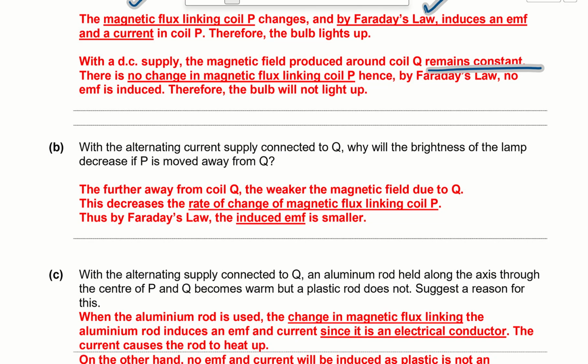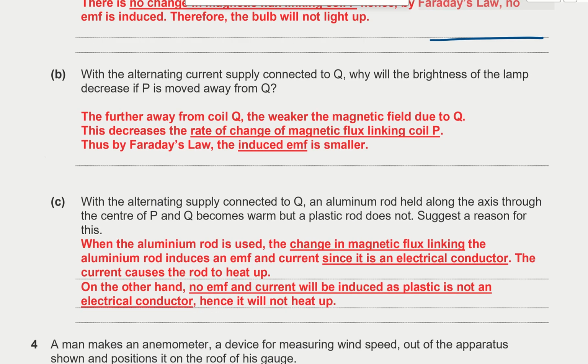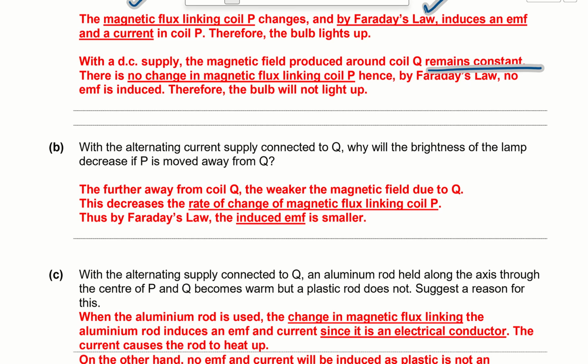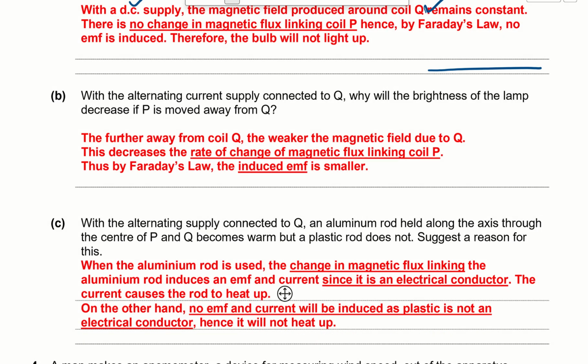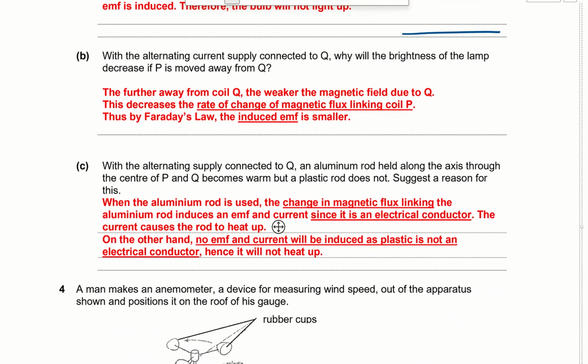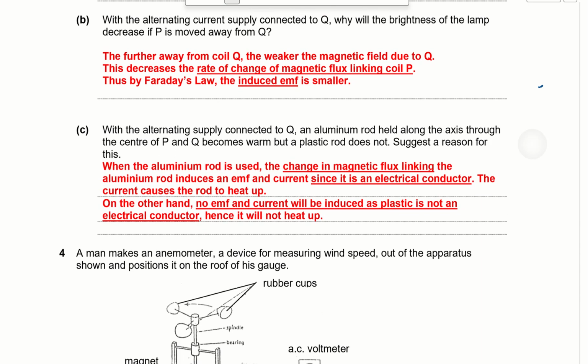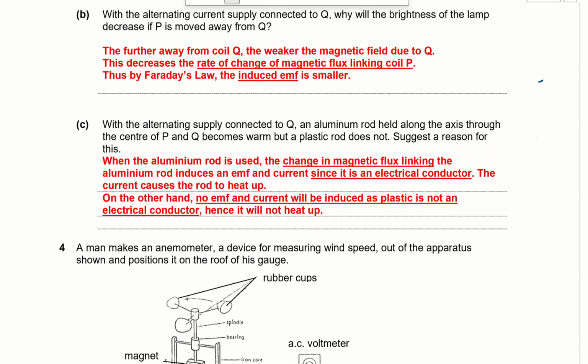Now with the alternating current supply connected to Q, why will the brightness of the lamp decrease if P is moved away? If it's further away from Q, the magnetic field due to Q is weaker. This decreases the rate of change, right? So by Faraday's law, the induced EMF is smaller.